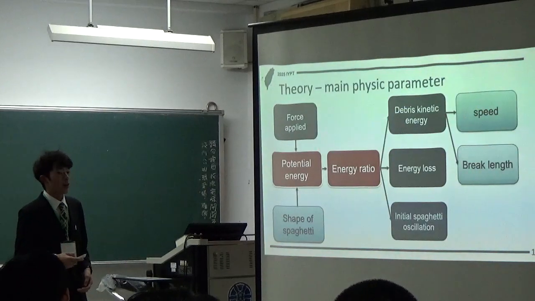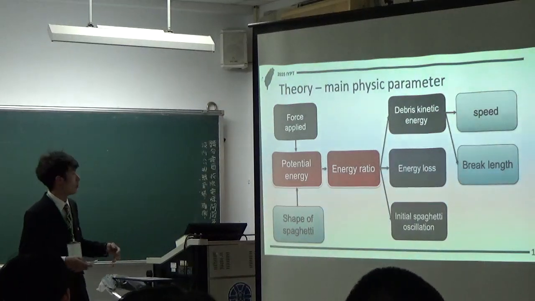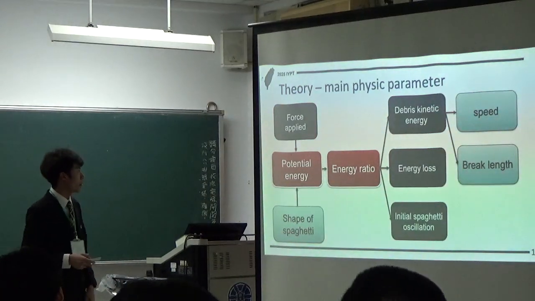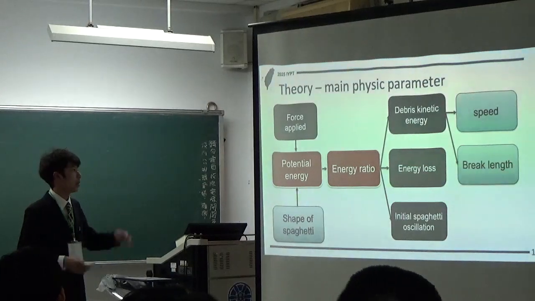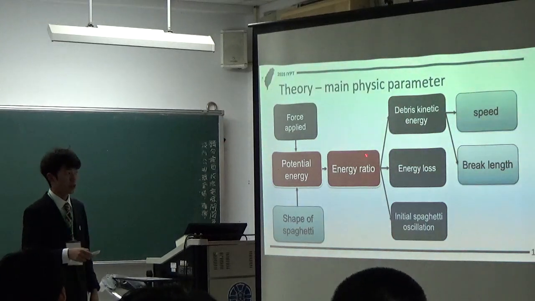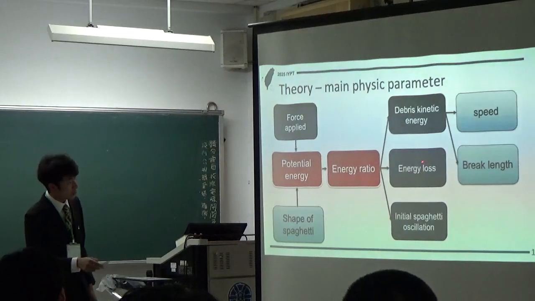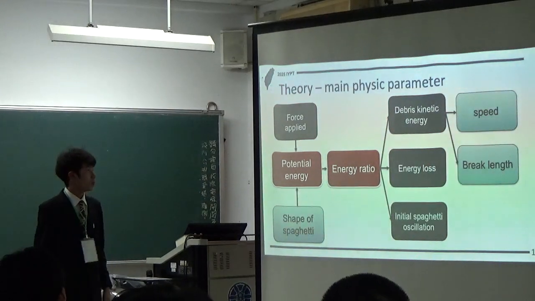These are the basic flow chart, I think. The most important parameters here are the potential energy, the energy ratio turning into the debris energy, energy loss, and the initial spaghetti acceleration.